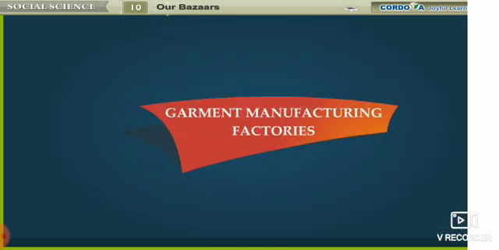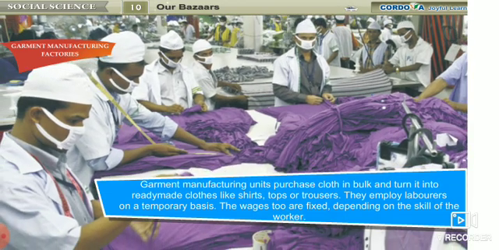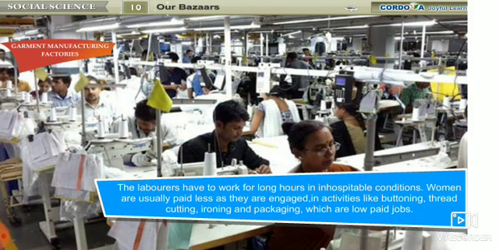Garment manufacturing factories. Garment manufacturing units purchase cloth in bulk and turn it into ready-made clothes like shirts, tops or trousers. They employ laborers on a temporary basis. The wages too are fixed, depending on the skill of the worker. The laborers have to work for long hours in inhospitable conditions. Women are usually paid less as they are engaged in activities like buttoning, thread cutting, ironing and packaging, which are low-paid jobs.